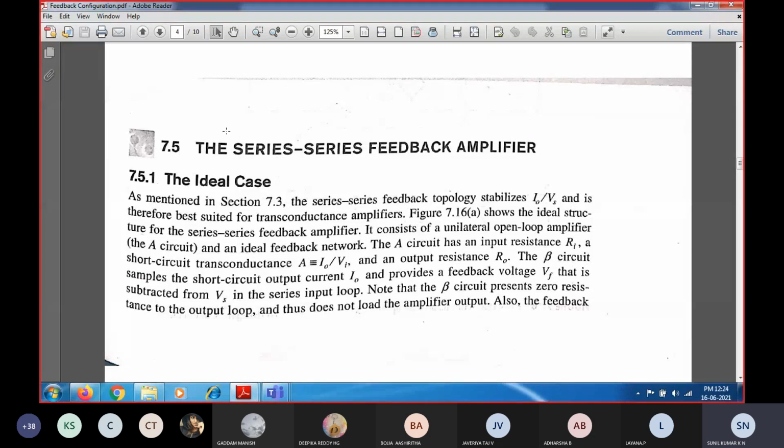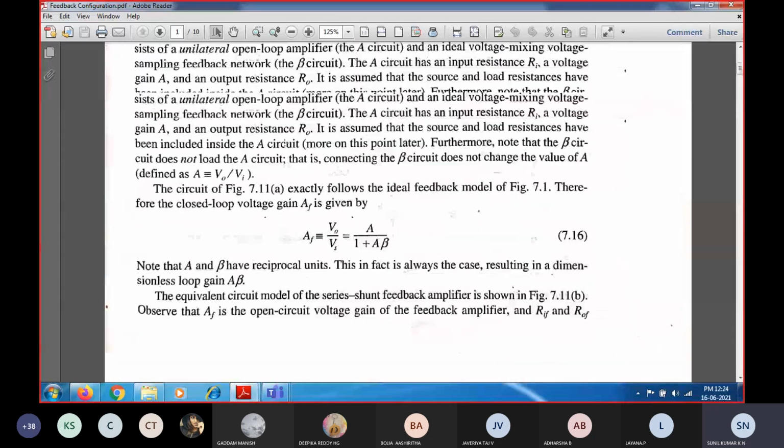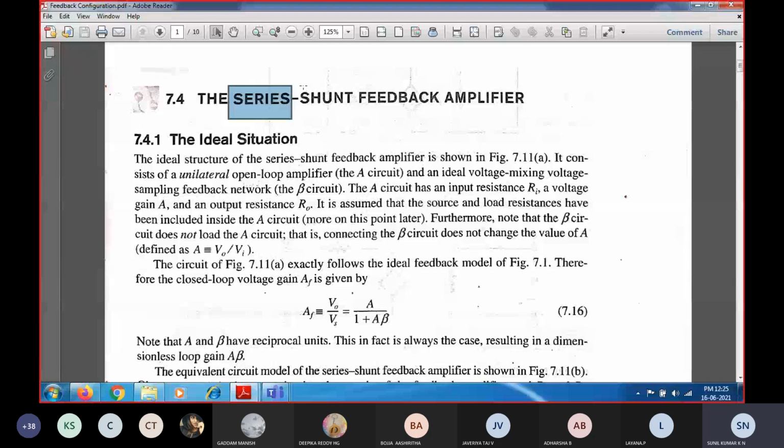So as I told, series. Whenever it comes to series, you can say that the input side. So in this series shunt configuration, series is across the input side and shunt is across the output side. So whenever we employ the negative feedback across the input side, if series is there, you can blindly tell that the input impedance is increased by a factor of 1 plus A beta. If shunt configuration is at the output side, you are going to have the output impedance reduced by a factor of 1 plus A beta.